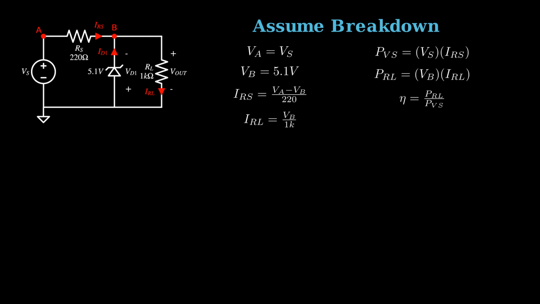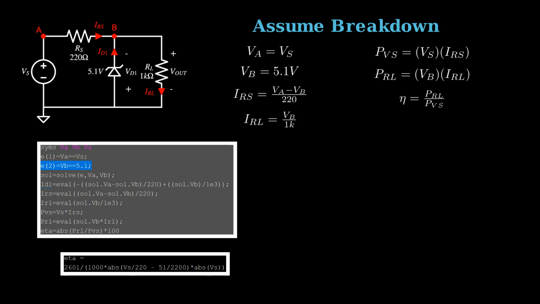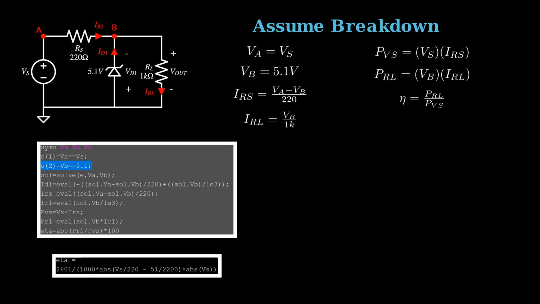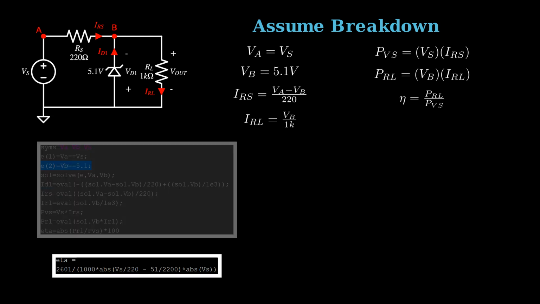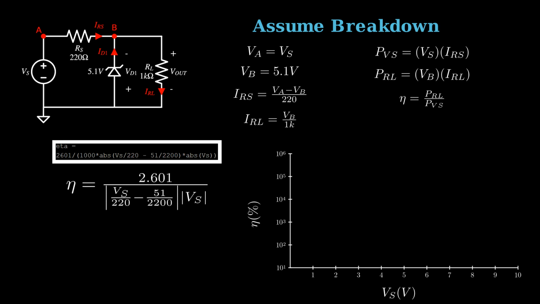Now, please do the algebra by hand if you'd like. It's good for you. It's like eating vegetables. Or let MATLAB do it for you with code like this. Looking at the output, we see a function for eta as dependent on the value of V_S. Let's make that easier to read. Then we can plot the relationship.